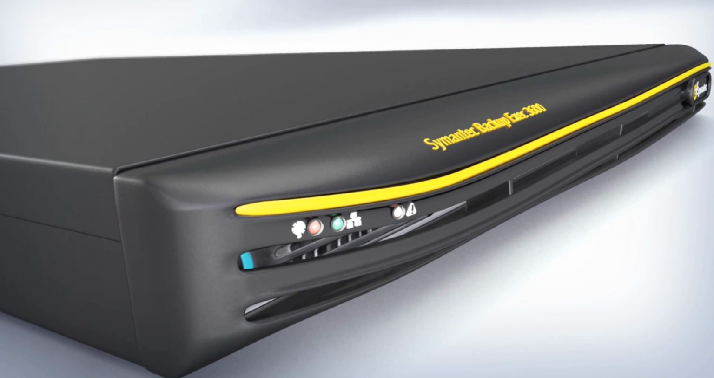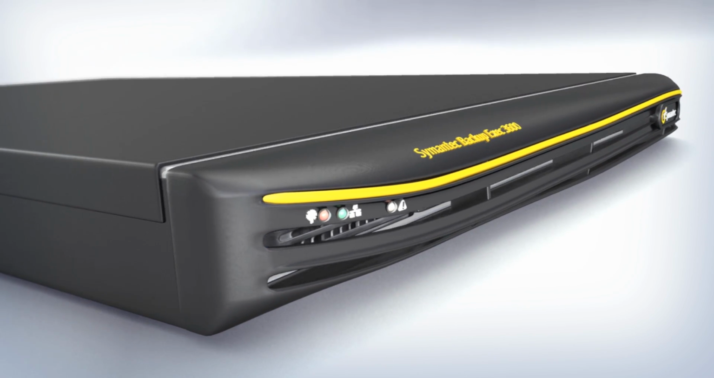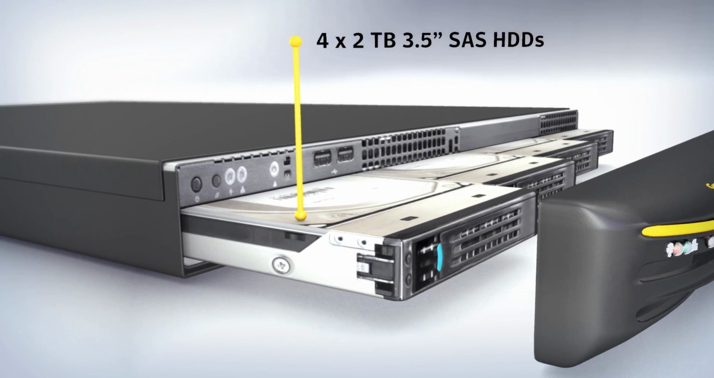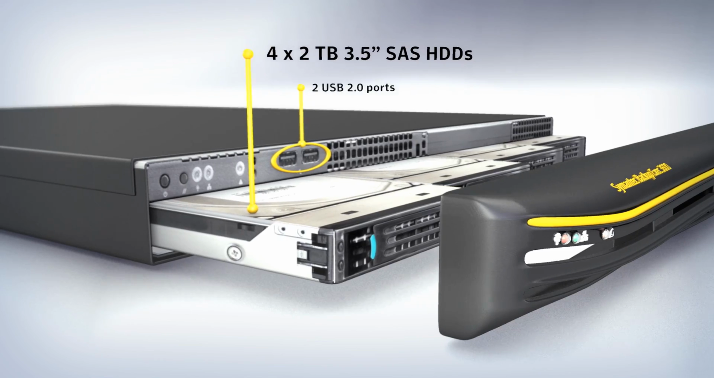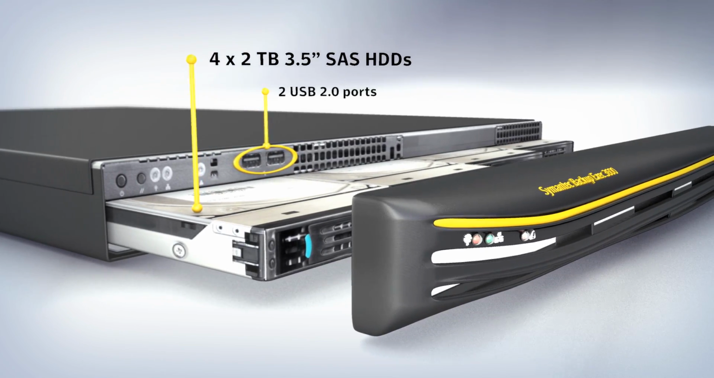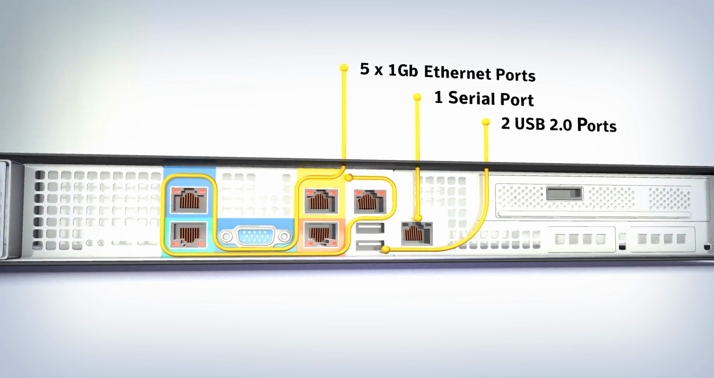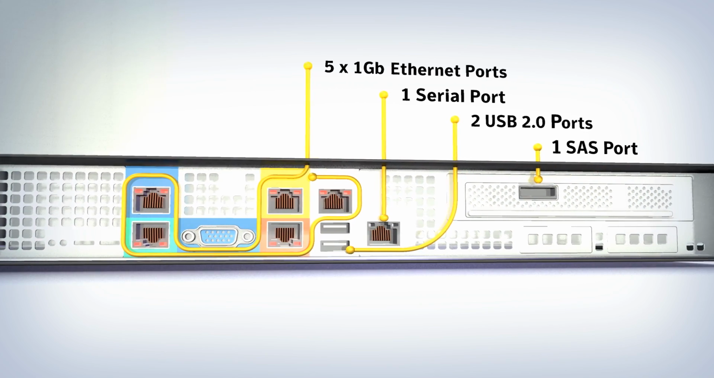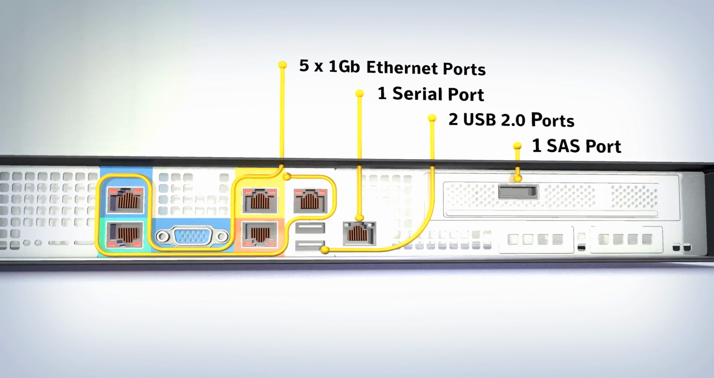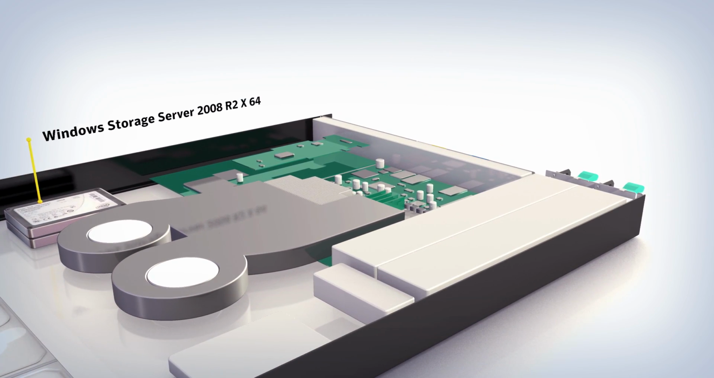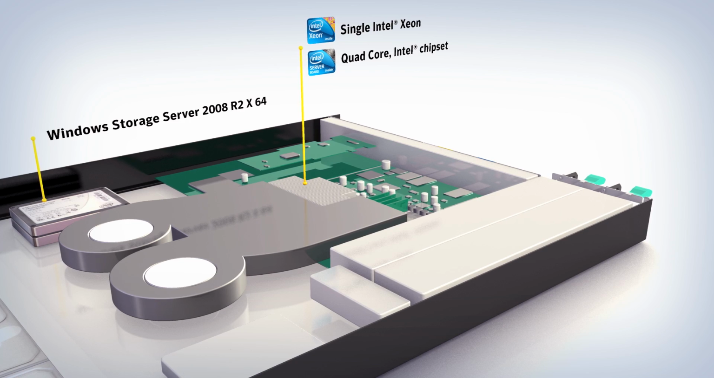For increased flexibility that fits your business, we've created our appliance with 4 2-terabyte hot swappable drives and 2 USB 2.0 ports in the front. We've also included multiple Ethernet, serial, and SAS ports that will connect to your network easily and efficiently. A Windows storage server is at the core of the appliance, powered by an Intel Xeon quad-core chipset.